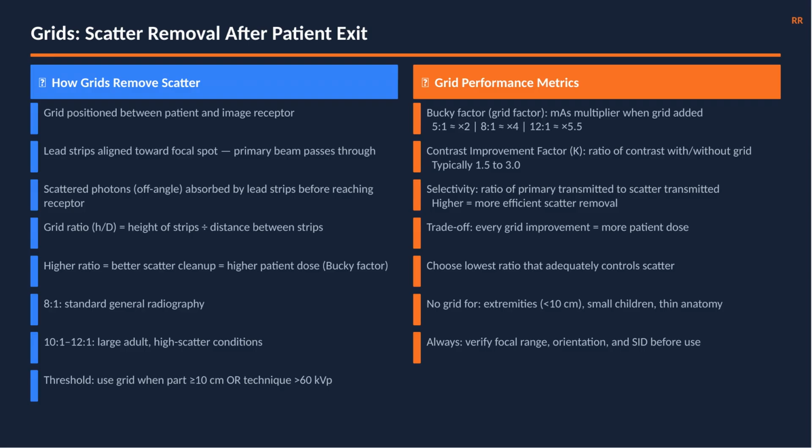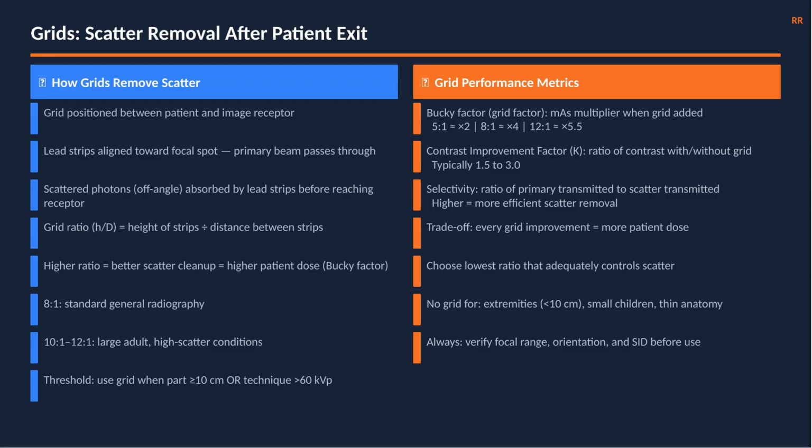The trade-off is direct and unavoidable. Every improvement in scatter cleanup requires more mAs and increases patient dose. Choose the lowest grid ratio that adequately controls scatter for the clinical situation. Use a grid when anatomy is greater than or equal to 10 centimeters, or technique is greater than 60 kVp.